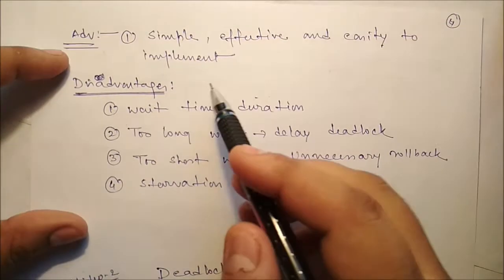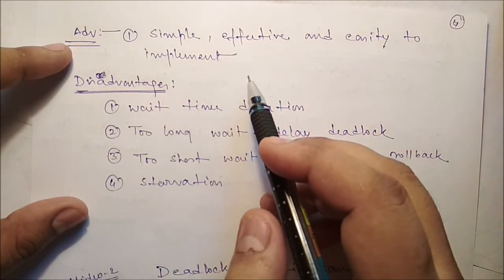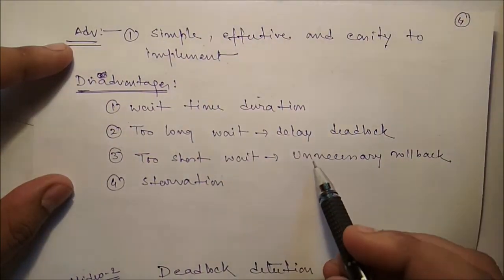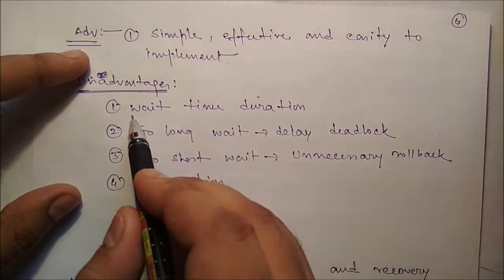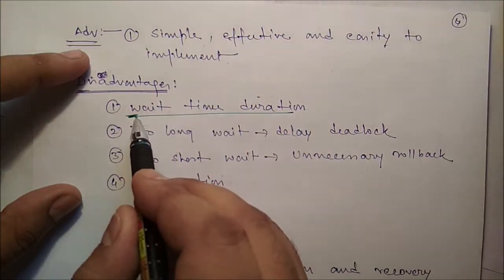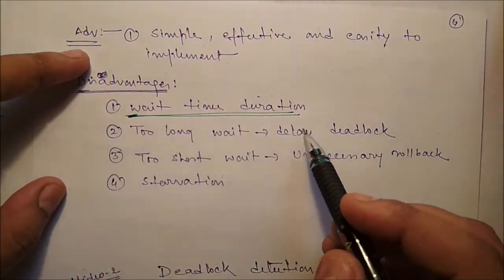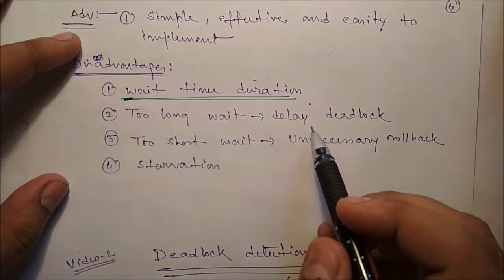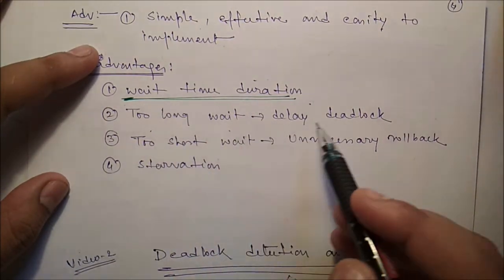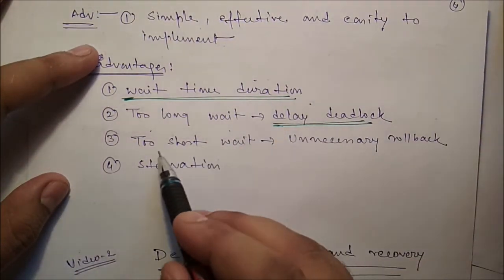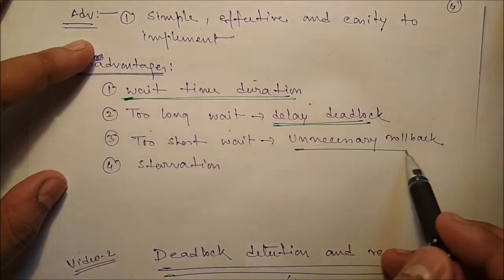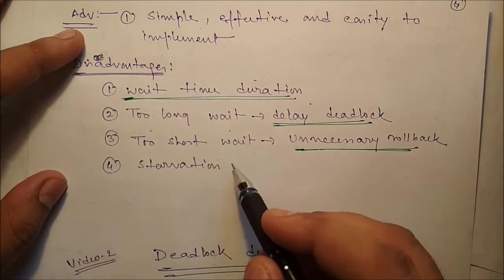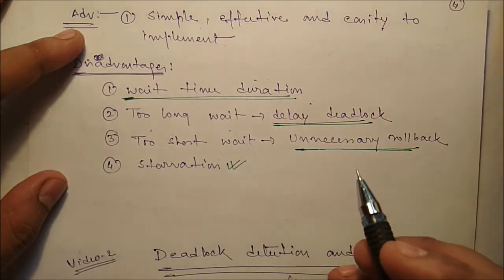Now the advantage of the timeout-based protocol is that it is simple, effective and easy to implement. The disadvantage is that it is hard to identify what the exact, correct wait time duration should be. If the wait is too long, there is delay or deadlock, and if it is too short, there are unnecessary rollbacks. And definitely in this timeout-based protocol, starvation is there.